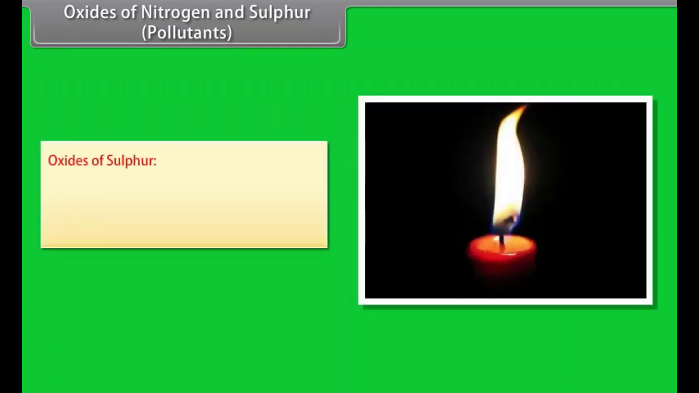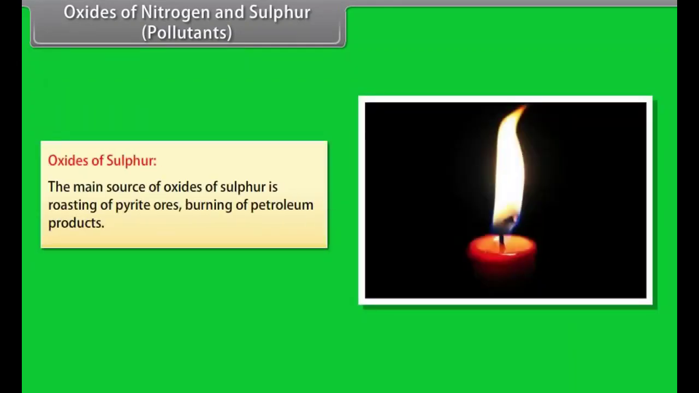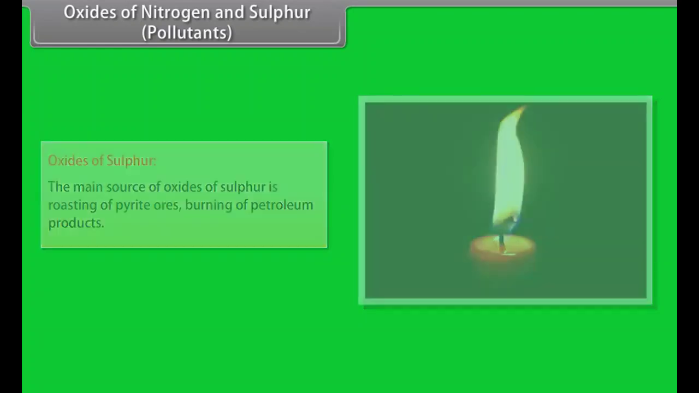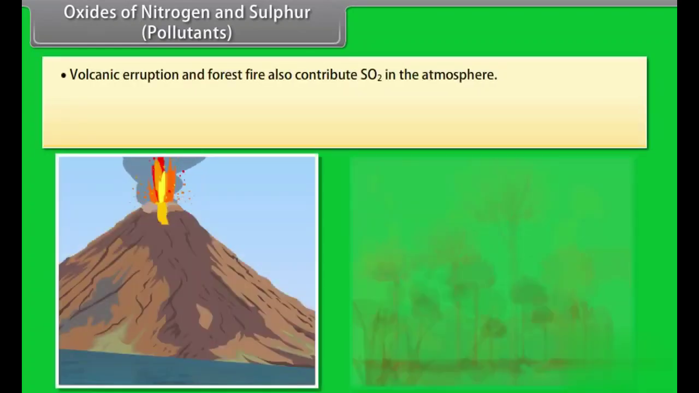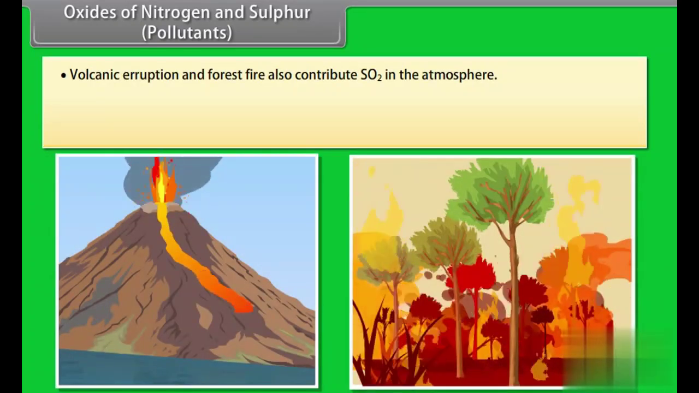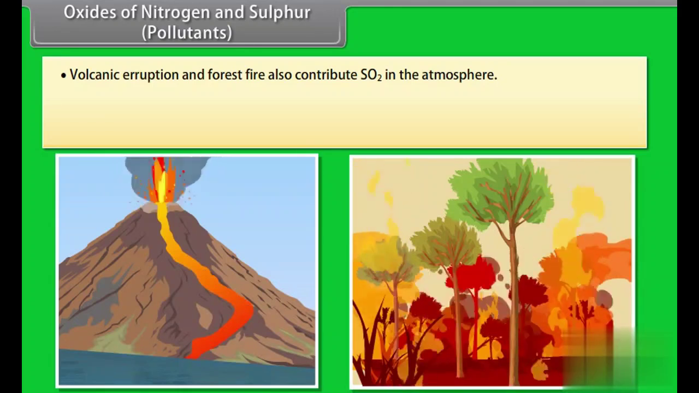Oxides of sulfur. The main source of oxides of sulfur is roasting of pyrite ores and burning of petroleum products. The main reactions are: volcanic eruption and forest fire also contribute SO2 in the atmosphere.